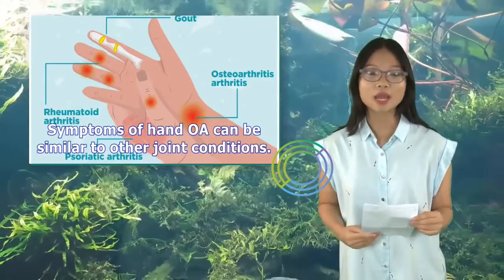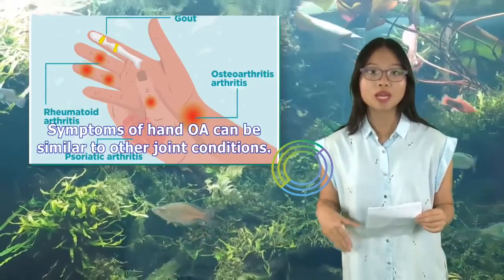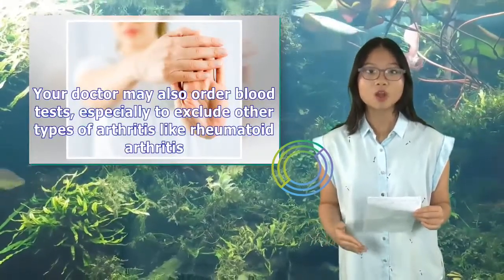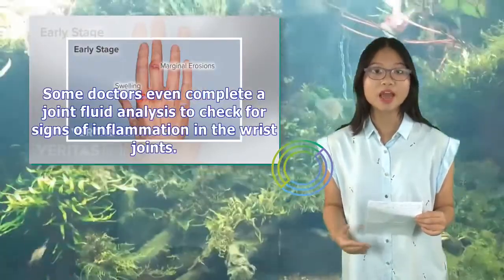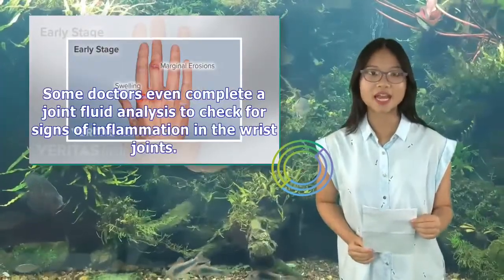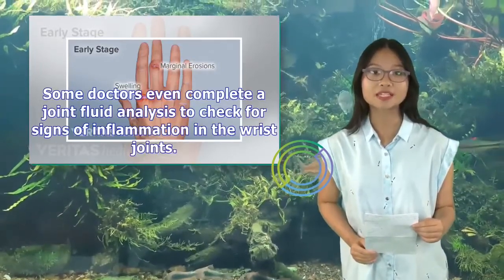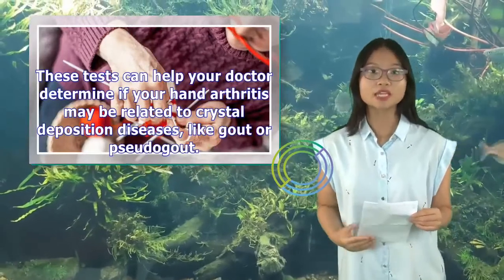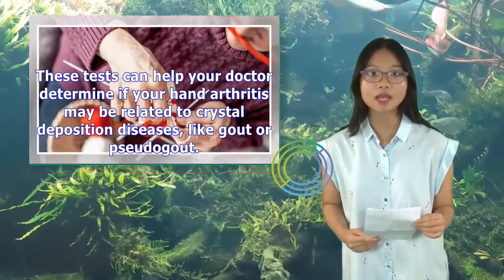Symptoms of hand OA can be similar to other joint conditions. Your doctor may also order blood tests, especially to exclude other types of arthritis like rheumatoid arthritis. Some doctors even complete a joint fluid analysis to check for signs of inflammation in the wrist joints. These tests can help your doctor determine if your hand arthritis may be related to crystal deposition diseases, like gout or pseudogout.